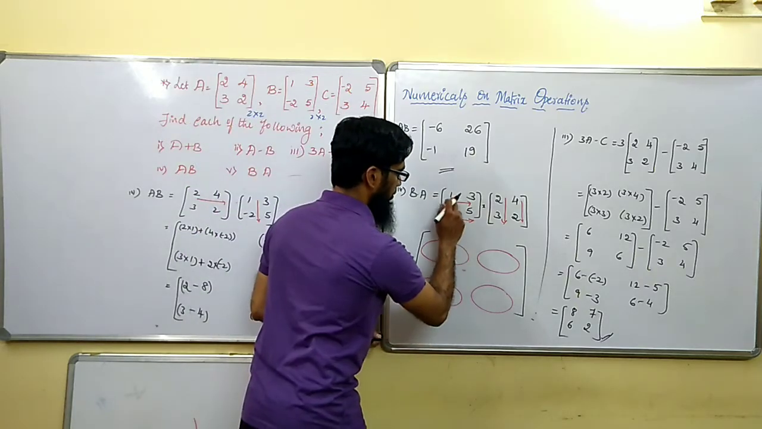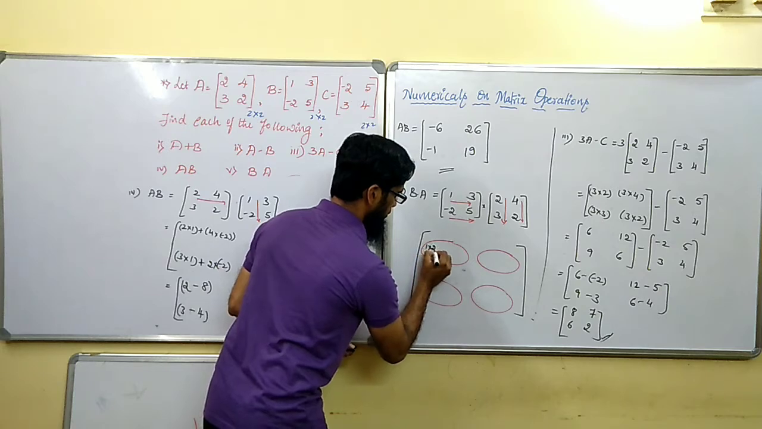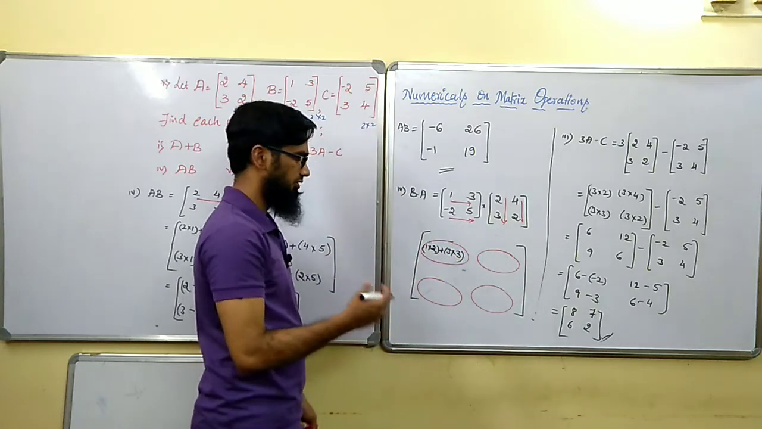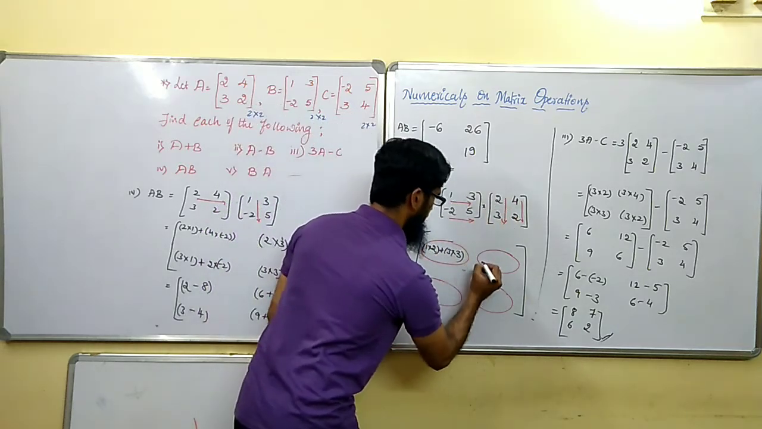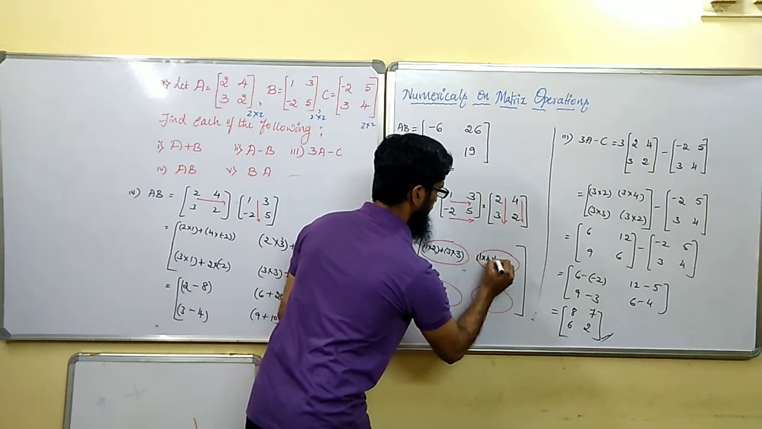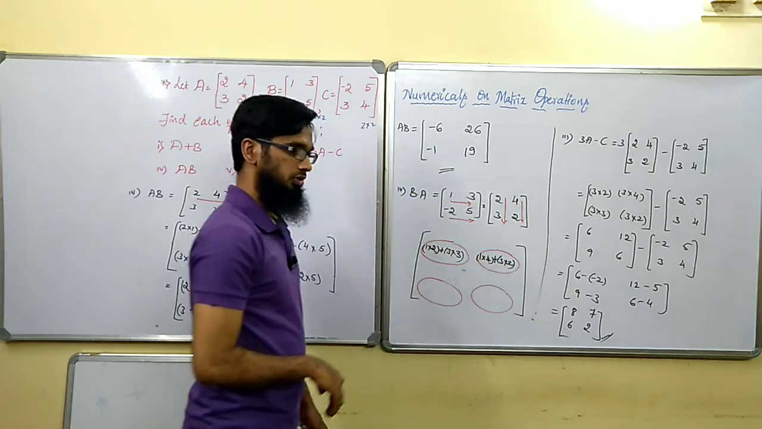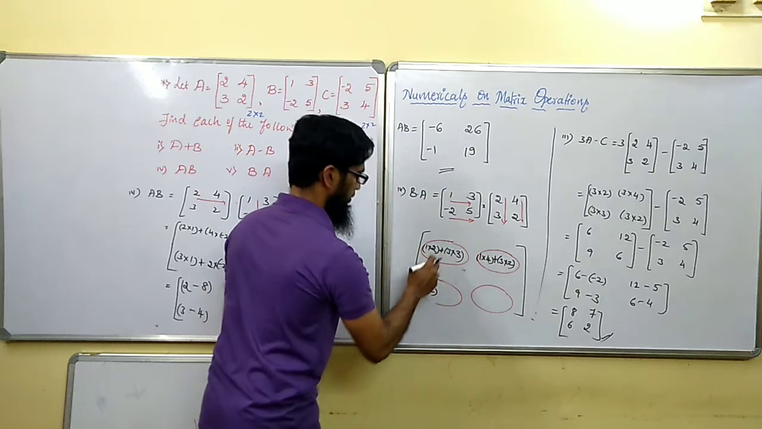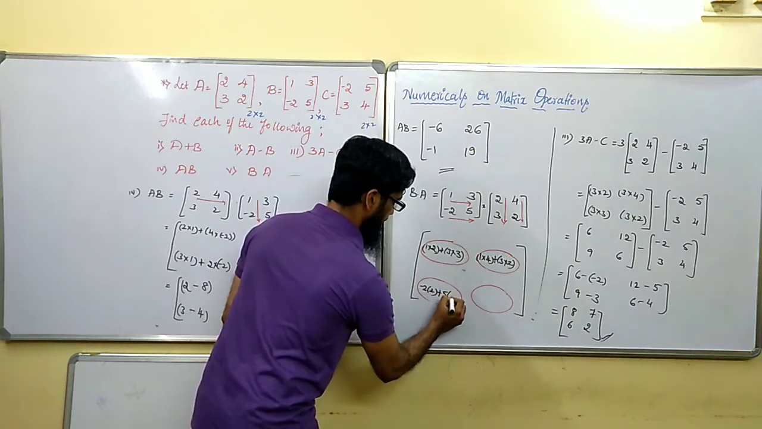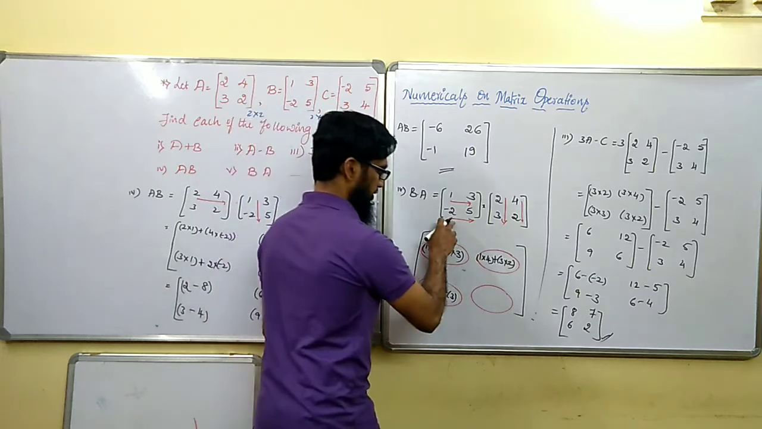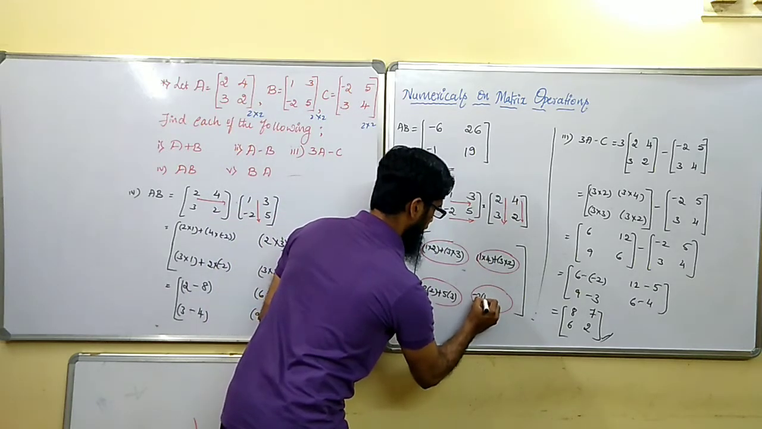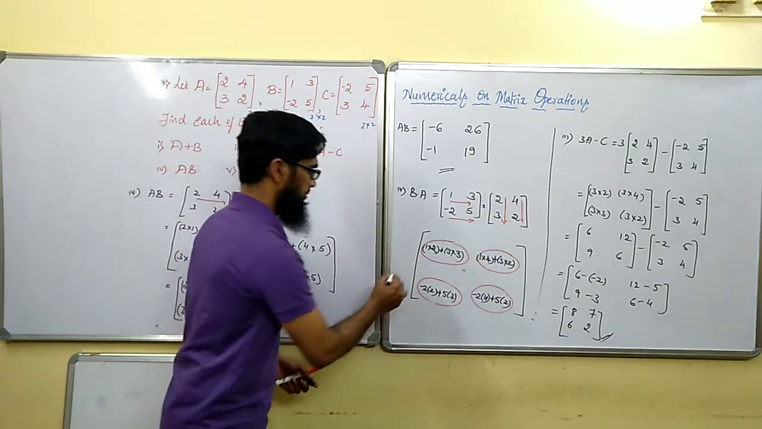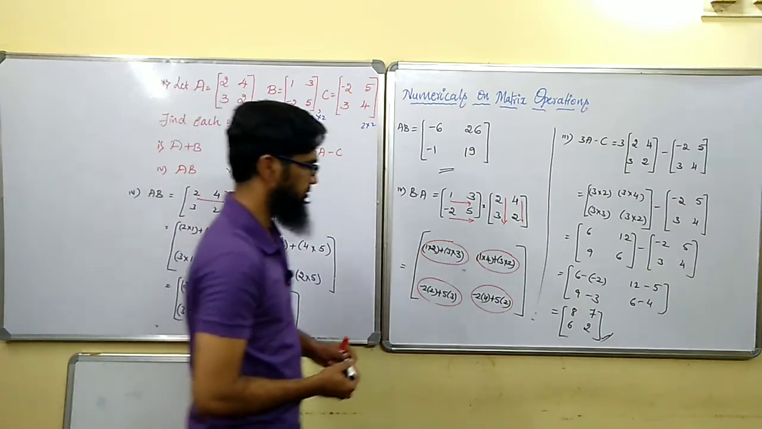Now we'll just simplify here, 1 into 2. So this is 1 into 2 plus 3 into 3. Okay, that is the first part is over. Now again the first row, second column element, that is 1 into 4 plus 3 into 2. Again for the second row, first column element, minus 2 into 2 plus 5 into 3. Again multiply the second row, second column element, minus 2 into 4 plus 5 into 2. Okay, now this is the matrix multiplication. Now that is a simple calculation here.